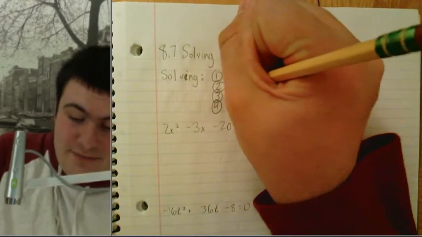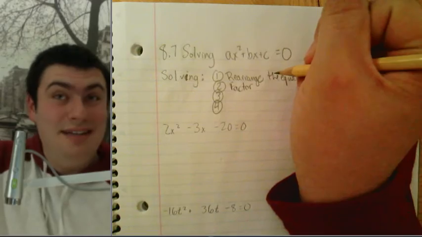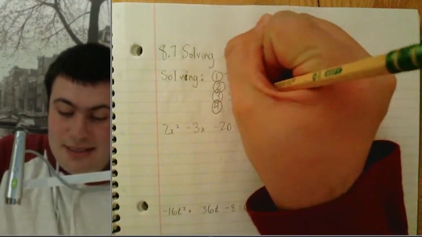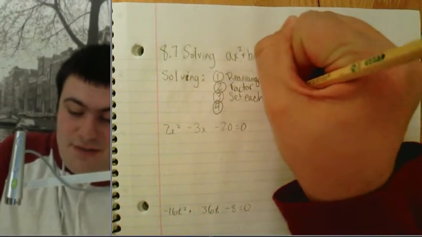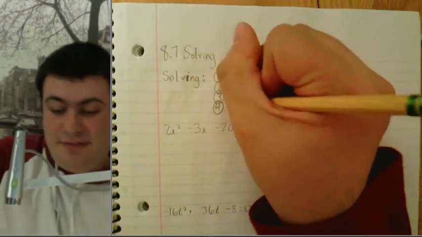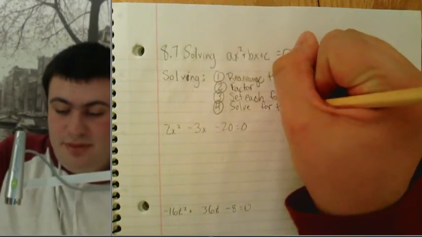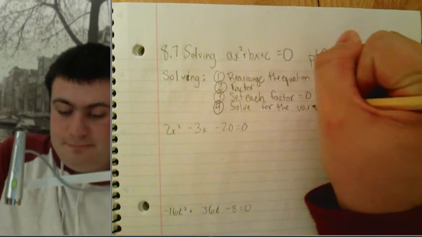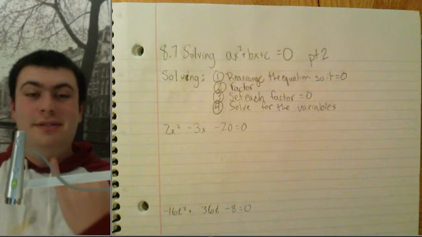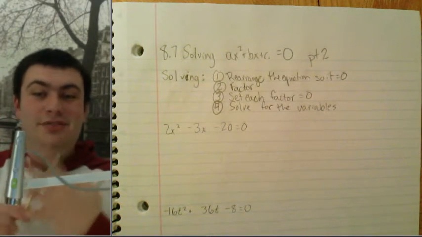Then we need to factor. We now have some different techniques to factoring. After we factor, then we are going to set each factor equal to 0, and then finally we're going to solve for the variables. So we're going to rearrange so that it equals 0, we're going to factor, we're going to set each factor equal to 0, and then we're going to solve for the variables.